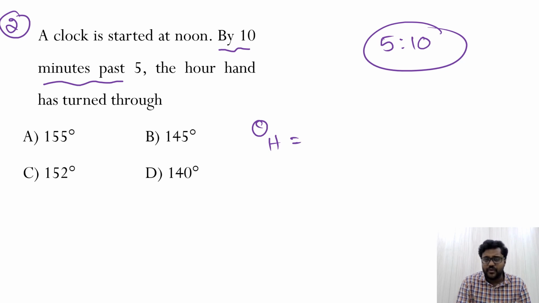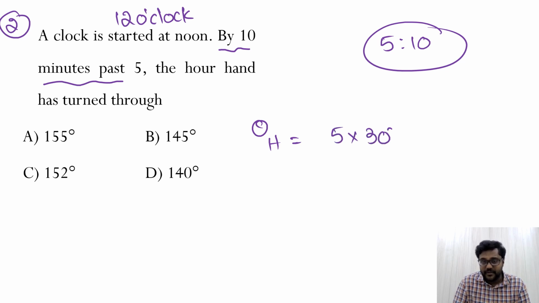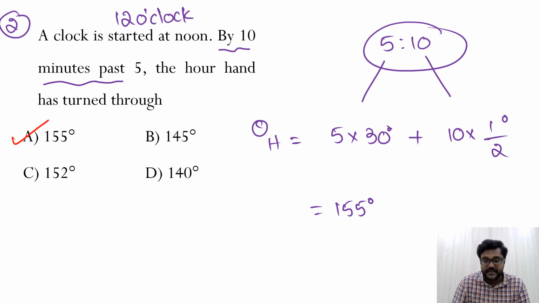Now the reference is 12 o'clock, already I mentioned 12. A clock is started at noon, means 12 o'clock is the reference. Whether they mention it or not, by default, it is with respect to 12 o'clock. Okay, so what is the hour hand angle created? Each hour is 30 degrees, as it is 5 hours, 5 into 30. Each minute is half a degree, as it is 10 minutes, each minute half a degree we have to go. It's 155 degrees, my dear friends. Just check it out, we got 155 degrees.